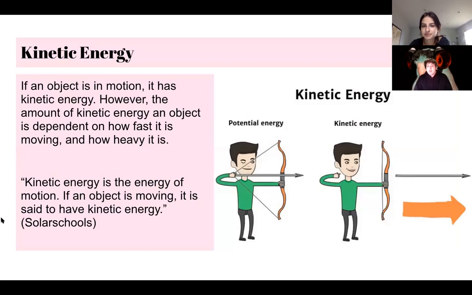Yes, so kinetic energy and potential energy are essentially the two fundamental forms of energy. Kinetic energy, while it can take on many different forms, is essentially just the energy of motion. If an object is moving, it has kinetic energy. However, the amount of kinetic energy it has is highly dependent on the mass of the object and the velocity at which it is traveling.